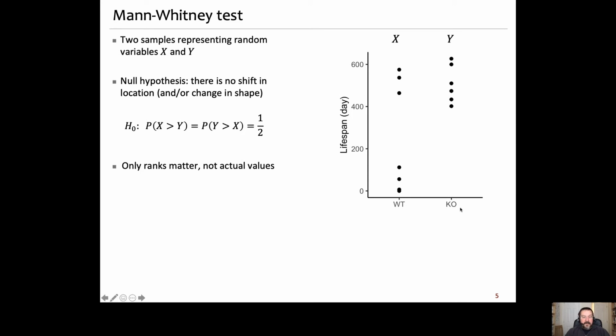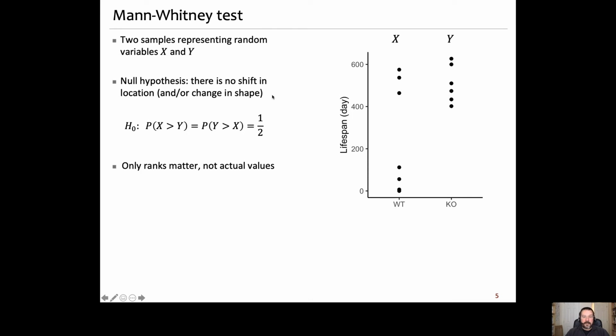And this is an example of data. This is the lifespan of mice. There are two strains, wild type and a knockout. And you can immediately see that these data are not normally distributed. There are strange things happening. There are some mice that had a lifespan of 0. They died very early.